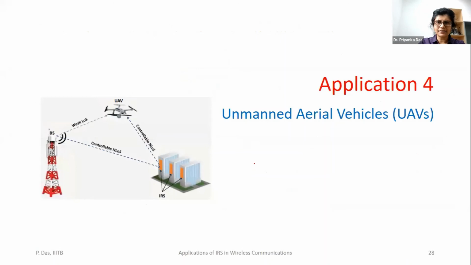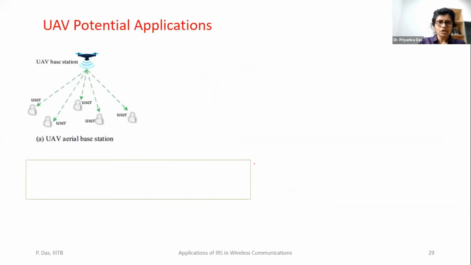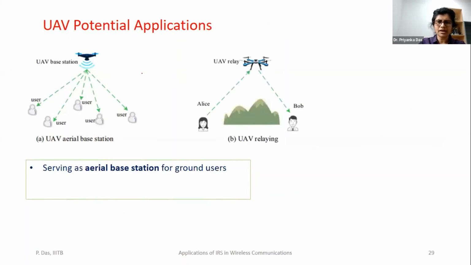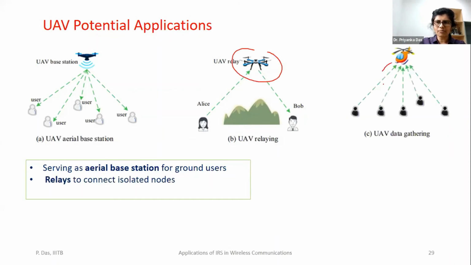The last part is the UAV. So where can my UAV be applied? A UAV can be applied in different varieties. It's an aerial base station, going to serve different users. It's a relay, where Alice is sending to a relay and it's sending to Bob via a UAV relay. Or it can be gathering information from users.